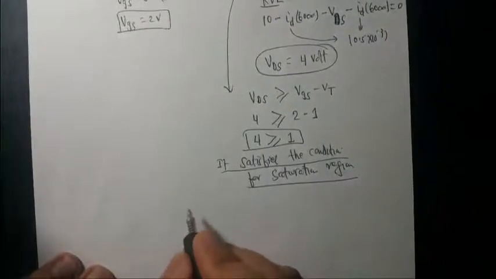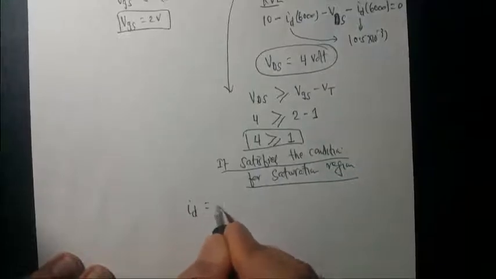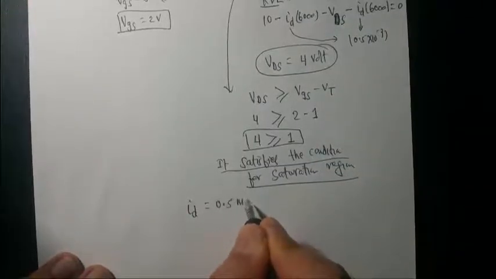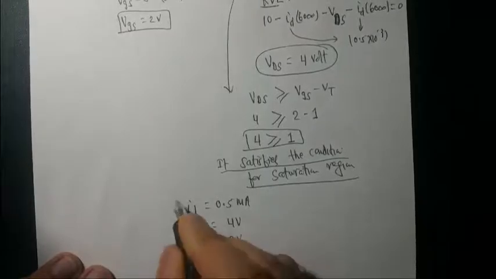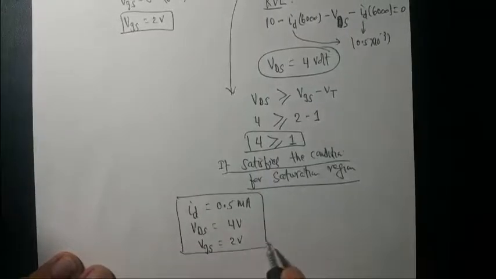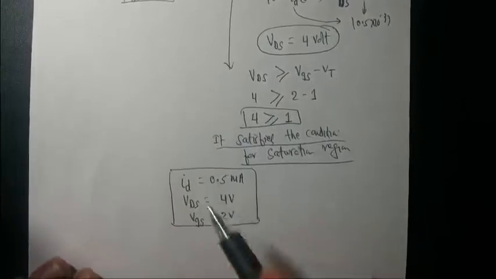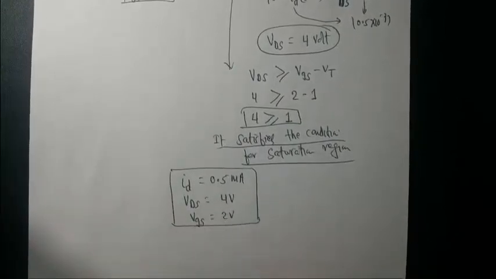So what would be your final answer? Your final answer will be ID is 0.5 milliamp, your VDS is 4 volt, and your VGS is 2 volts. So that's going to be your very final answers, right? It's asking all these currents and voltages on the transistor.